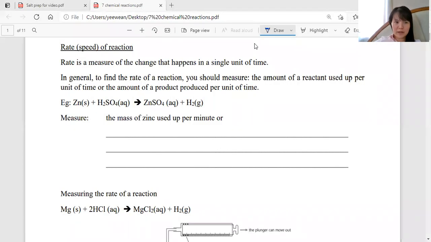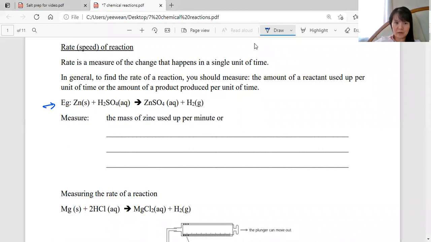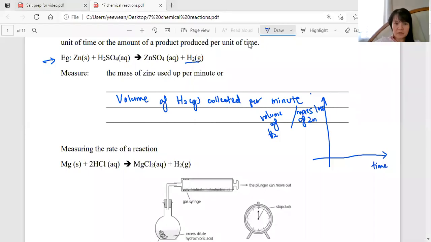To follow the rate of this reaction, zinc with sulfuric acid to form zinc sulfate and hydrogen gas, we can measure a few things. We can measure the mass of zinc used up per minute, or we can also measure the volume of H2 gas that is liberated per minute or per second. To follow that reaction, we can take the reading of the volume of H2 gas, or the mass loss.